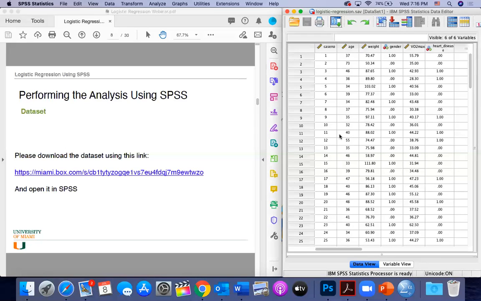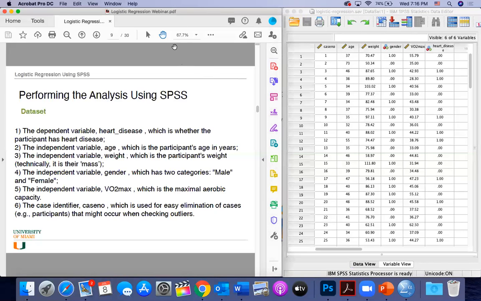Okay, so it seems like everyone got the data set, and I guess we are ready to go. So let's just give a quick look at the data set. Just make sure that you have 6 variables in your data set.